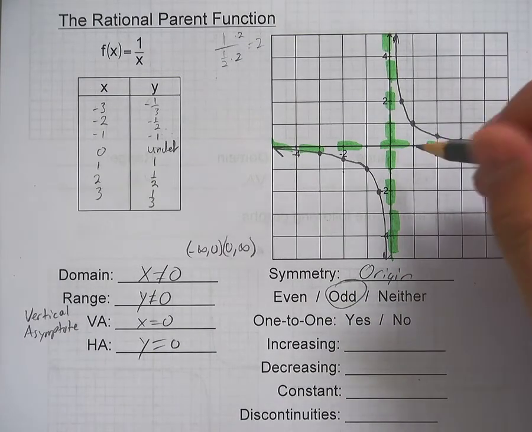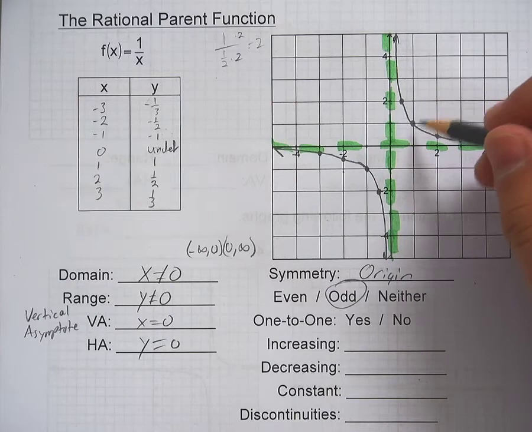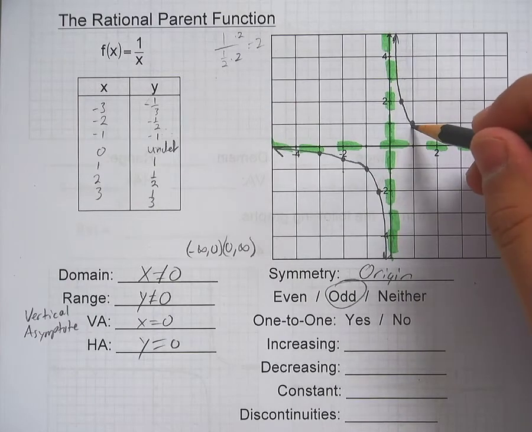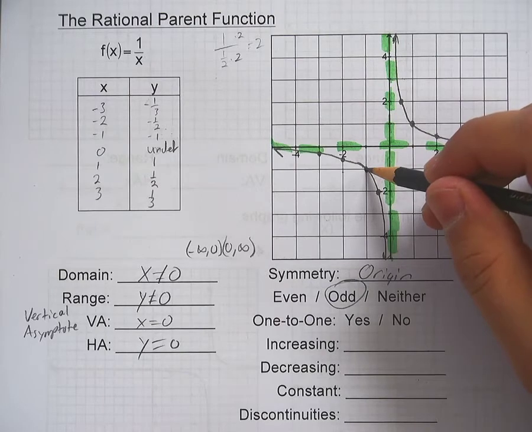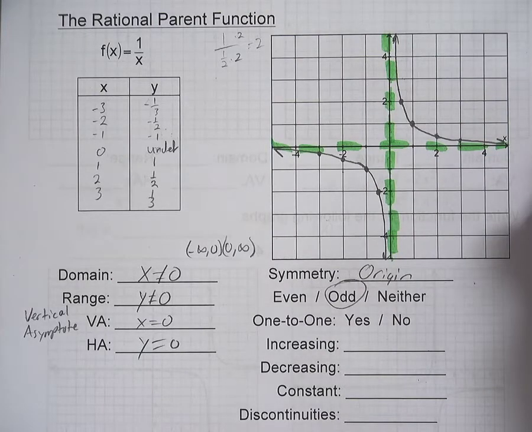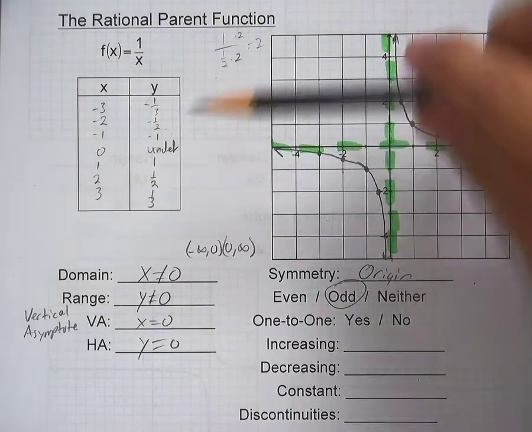Remember, origin symmetry is the x and y values, like the point 1, comma 1. Put a negative in front of both, -1, -1, and you're back on your graph. Is it one-to-one? So does it pass the horizontal line test? It sure does.